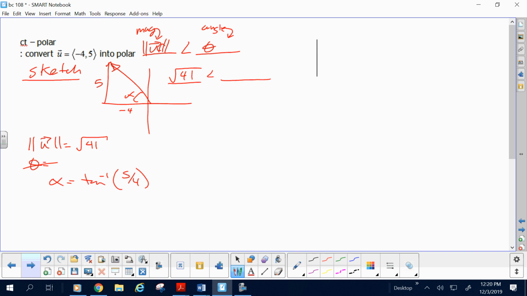You with me? And then the actual polar angle is pi minus that. So our angle is pi minus inverse tangent of 5/4. And absent a calculator, that's what you need. Do you see me? You understand? Okay, good deal. Alrighty.